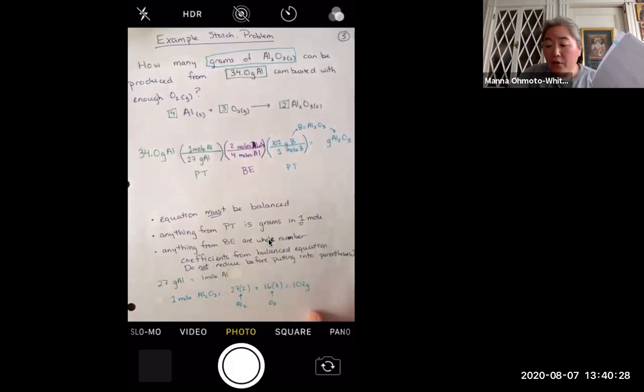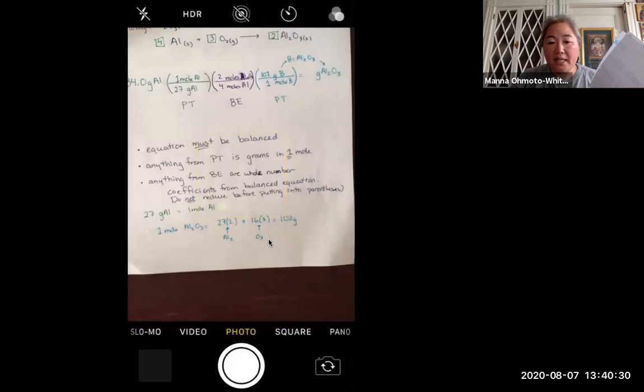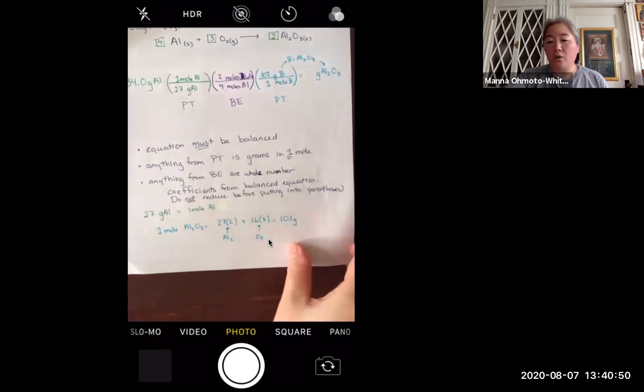So if you don't remember how to do molar mass calculations, you can either watch the molar mass video or just remember that I am multiplying the mass of the aluminum by the subscript within the compound. That's where I get 27 and 102. Now, for the most part, when you're doing these stoichiometry problems, you can just work with whole numbers.